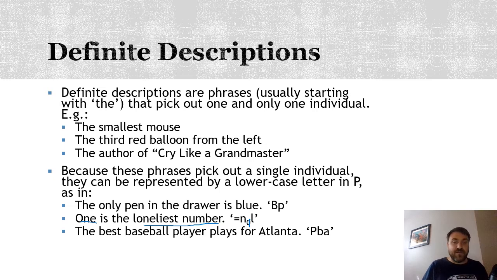If you want to say the best baseball player, again, there can only be one of those, plays for Atlanta, right? Atlanta is an individual, so you have to refer to that specifically. And the best baseball player is going to be B here. And so we want to say "blank plays for blank." The best baseball player plays for Atlanta. So there you go. Again, those are how to use definite descriptions in the simplest possible way.